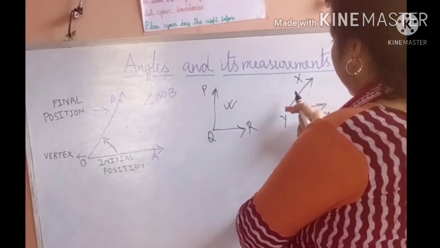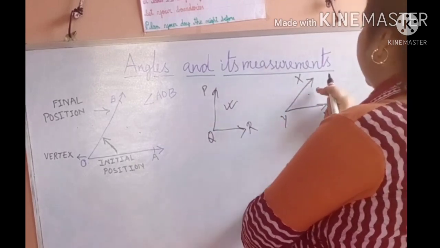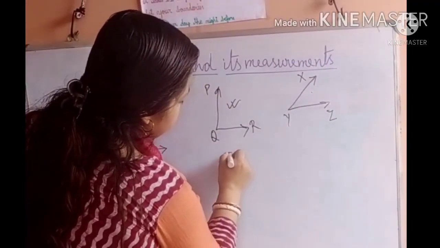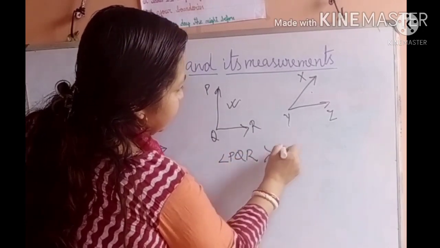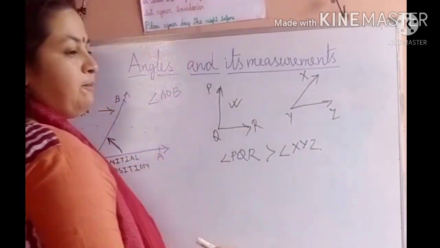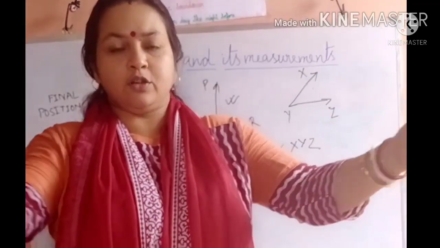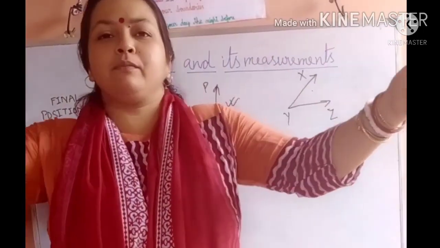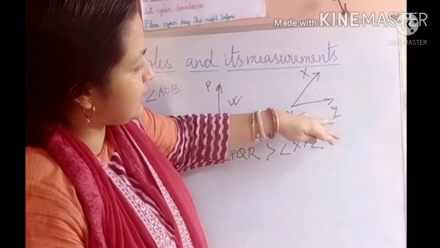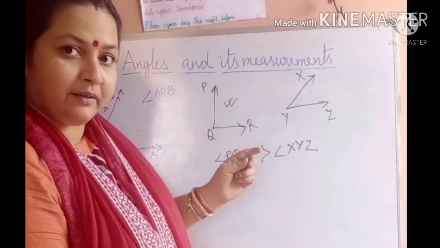By simply looking at the magnitude, by inspecting it, we can say that angle PQR is greater than angle XYZ. Suppose like this you are opening the arms. The more you open the arms, the more the magnitude, right? Similarly in the angle, here the arms opening is less, so this angle is smaller. Here it is wide, so this PQR is bigger, right?